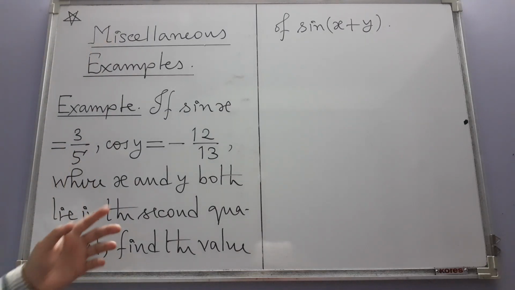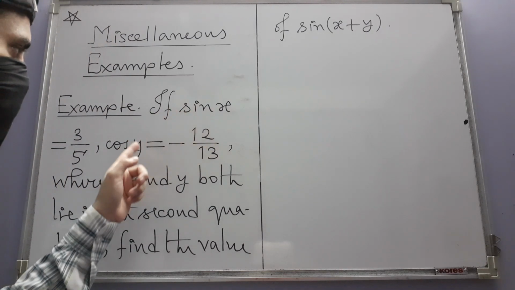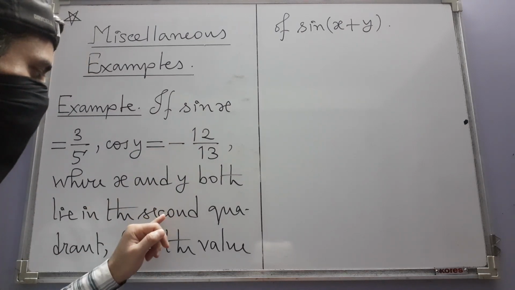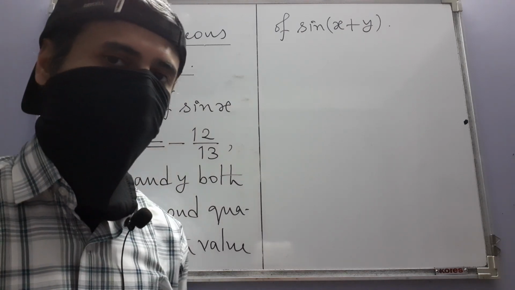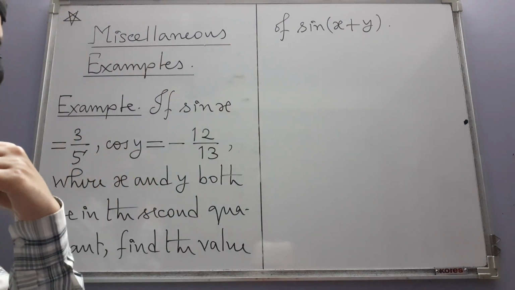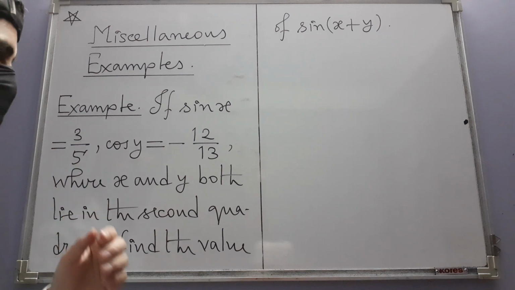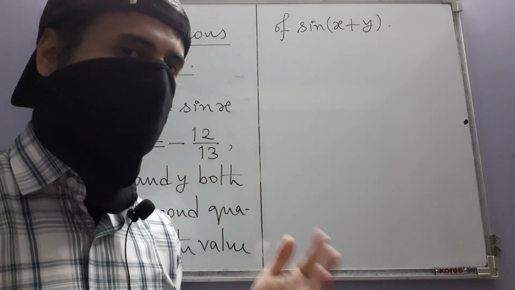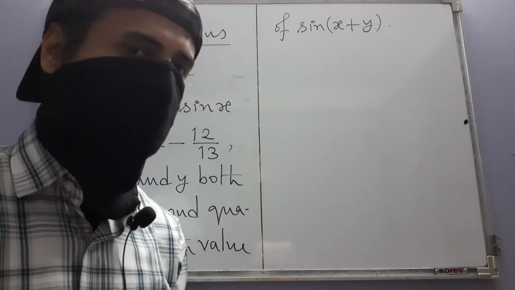So in this one, we are given the values of sin x and cos y. And it's also given that x and y both lie in the second quadrant. Then we have to find sin of x plus y. That means naturally we will have to use the angle sum formula for sine, which is sin x cos y plus cos x sin y.